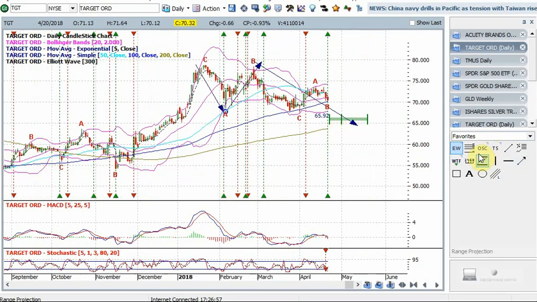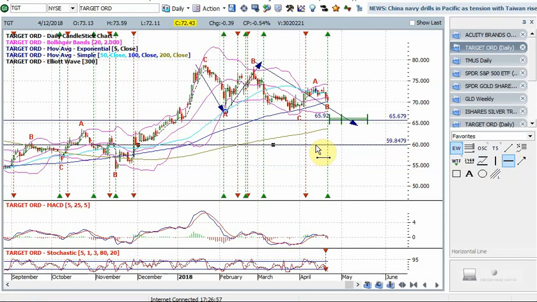I'm also looking at places where the price seemed to congest. So you have one in this area here, and a second one, and I consider these potential support lines. If it breaks through this one, the next one is going to fall down here to around 58.